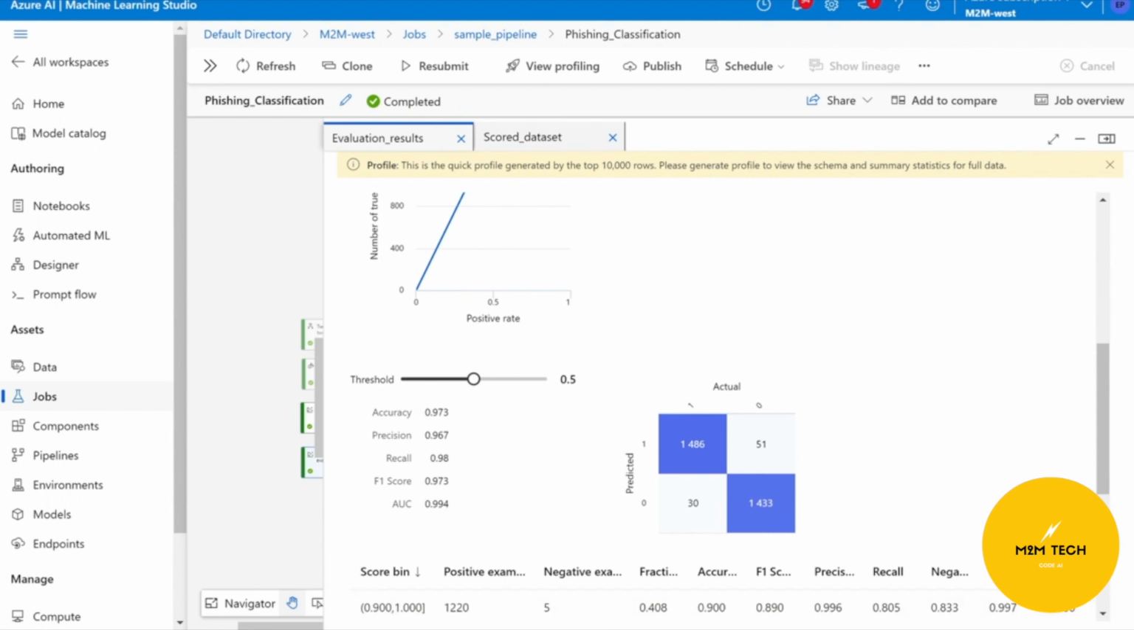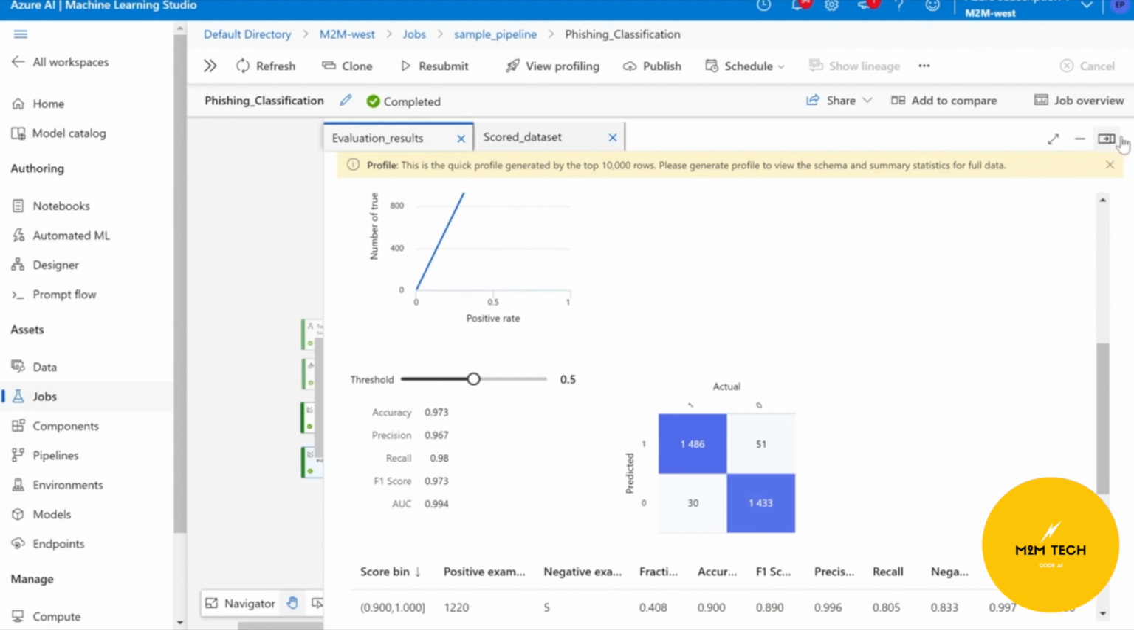Having a high accuracy tells us that most of the predictions made by this algorithm, the decision forest, are correct. Having a high precision and recall indicates that the classifier is both precise and sensitive in identifying positive cases, and a high F1 score and AUC suggests that the classifier is well balanced and effective in discriminating between the two classes.